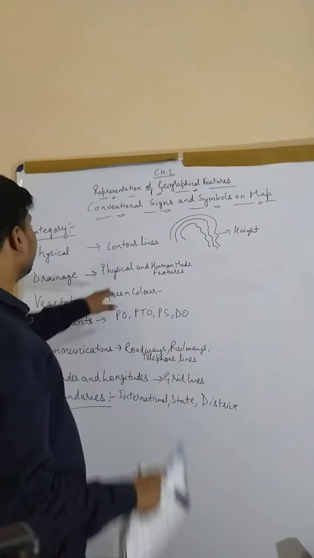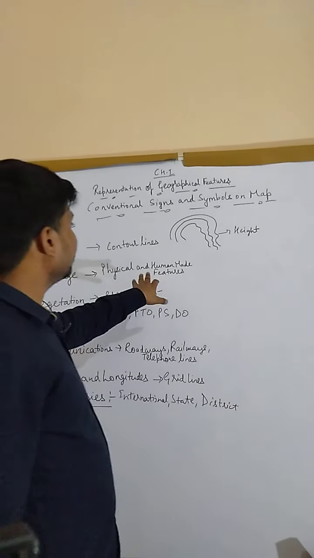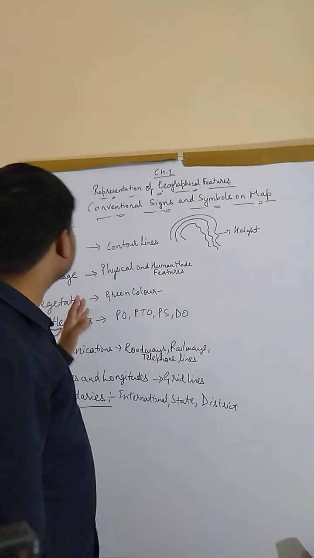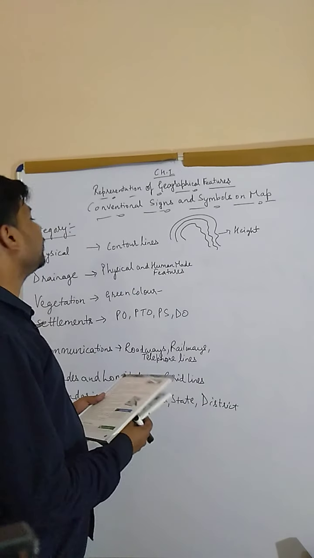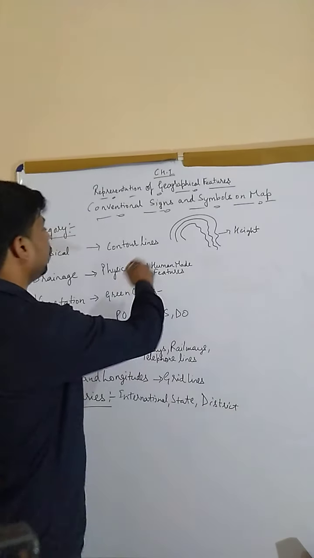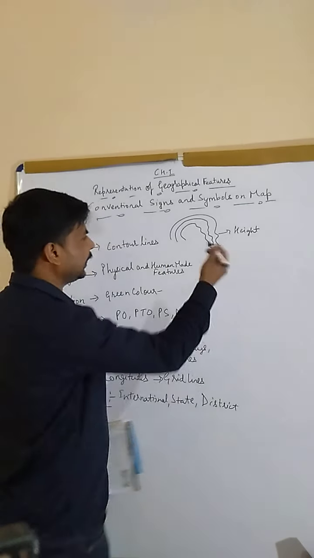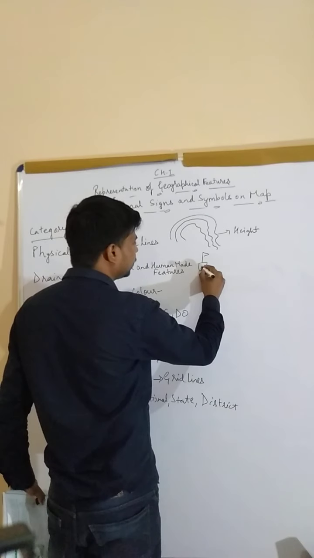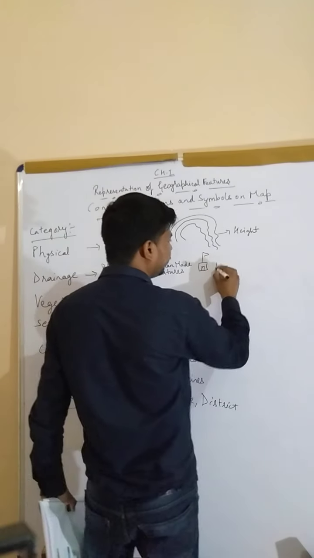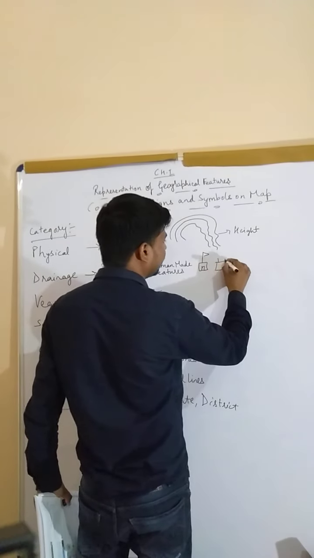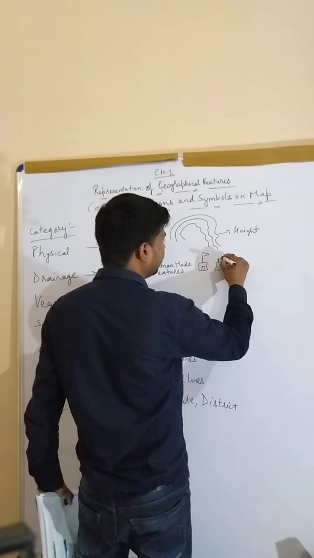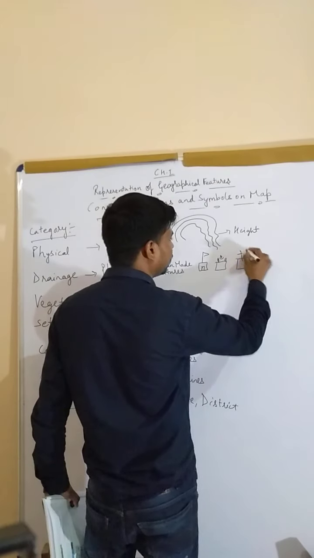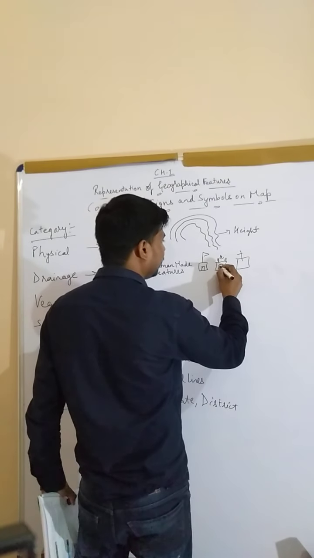And next we have the drainage lines. Drainage means the physical and human-made features, right? Those drainage symbols can tell us about those features. Suppose at a place a temple is made, so they will make a symbol like this, right? And if there is a mosque, they will make it like this, right? And if there is a church at a particular place, they will make a symbol like this, right?